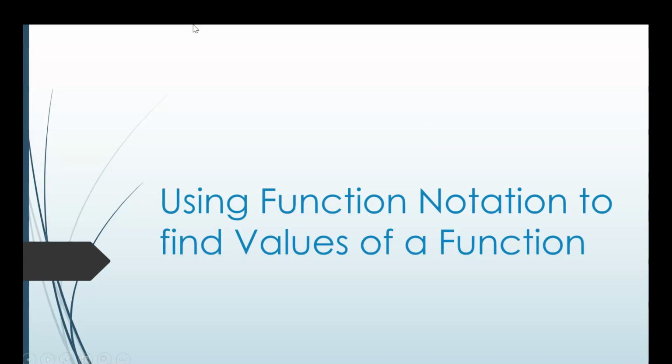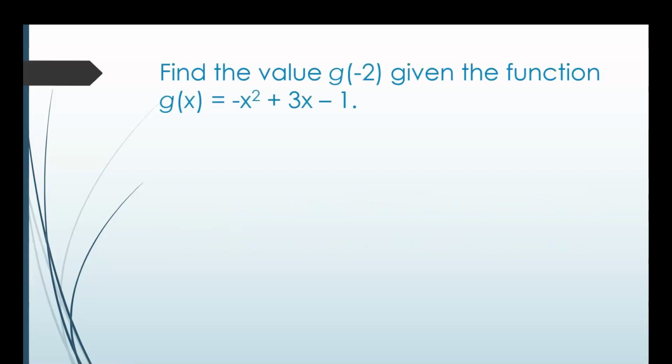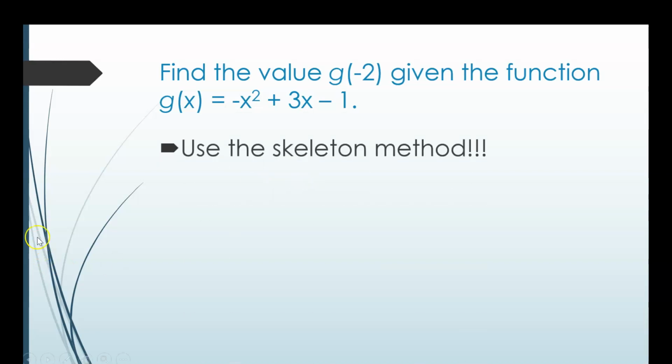In this video, we are going to see how we use function notation to find the values of a given function. Let's say we have to find the value g of negative 2 when we are given the function g of x equals negative x squared plus 3x minus 1. We are going to use what is called the skeleton method.